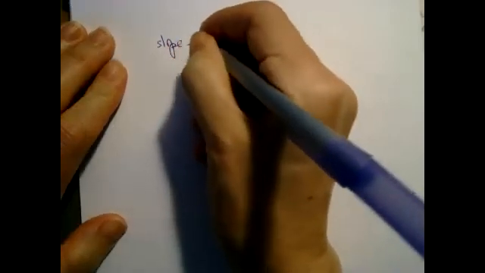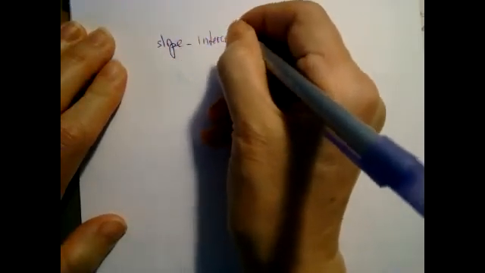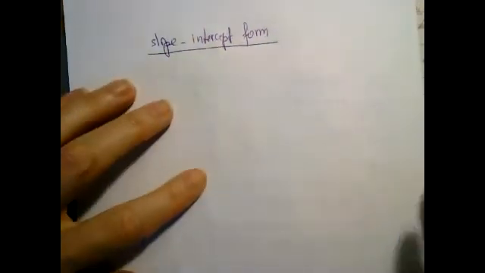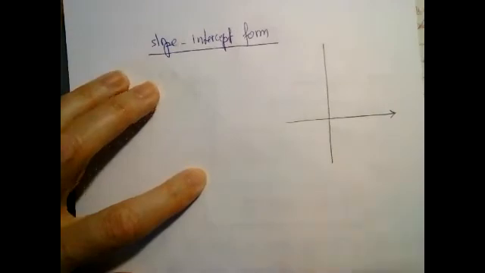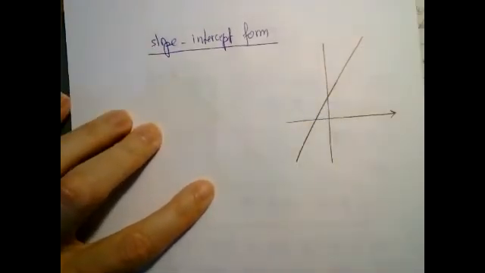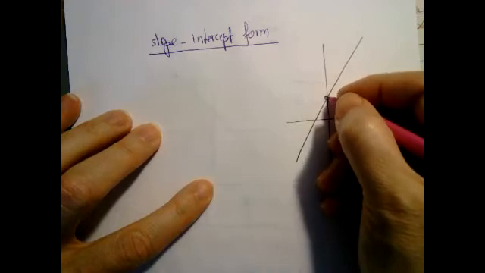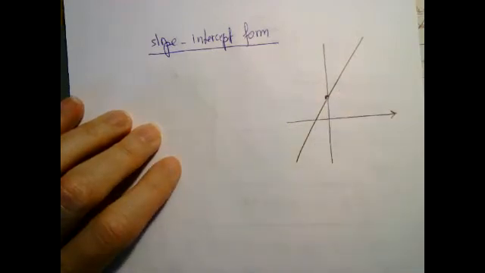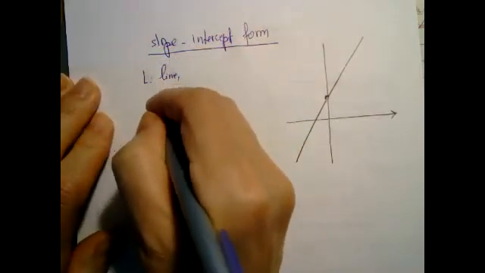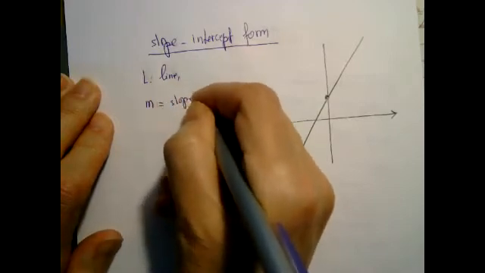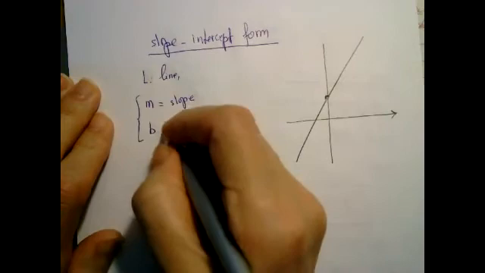So the slope intercept form. Why is it called the slope intercept form? The idea here is the following. Suppose you have a line. Again, just a simple line. It can go up or it can go down. And let us say I know two things about the line. Let L be a line. M is the slope. And B is the intercept.